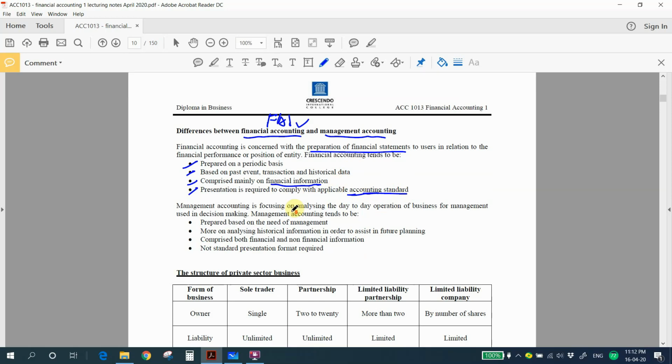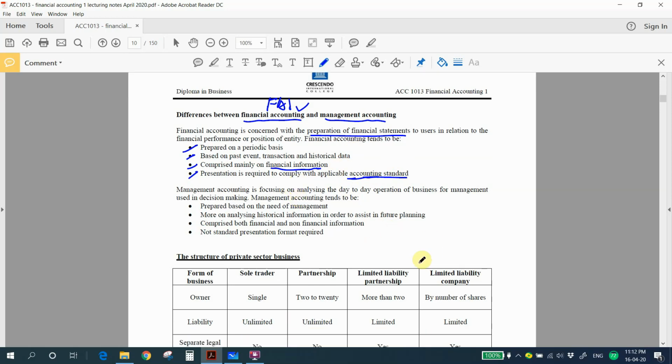But for management accounting, they have a different focus. Management accounting is focusing on analyzing the day-to-day operation. And this is for management use in decision making. Management accounting tends to be prepared based on the needs of management. You are not required to prepare on a periodic basis, let's say one year, one time or whatever. You prepare when you need. And this is more focused on analyzing historical information in order to assist in future planning. Management accounting is mostly used for planning purposes.